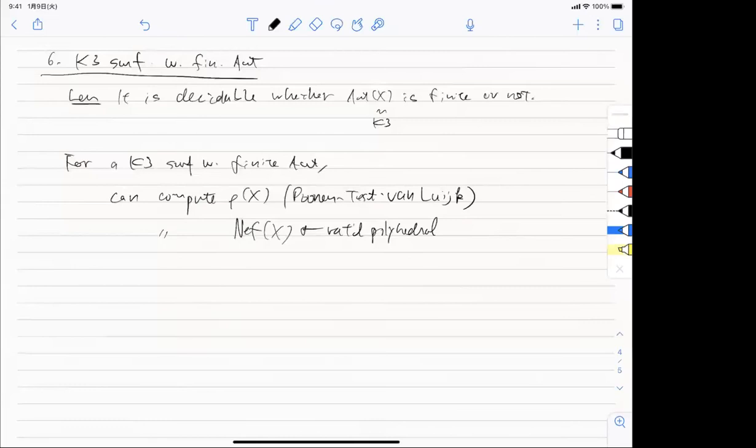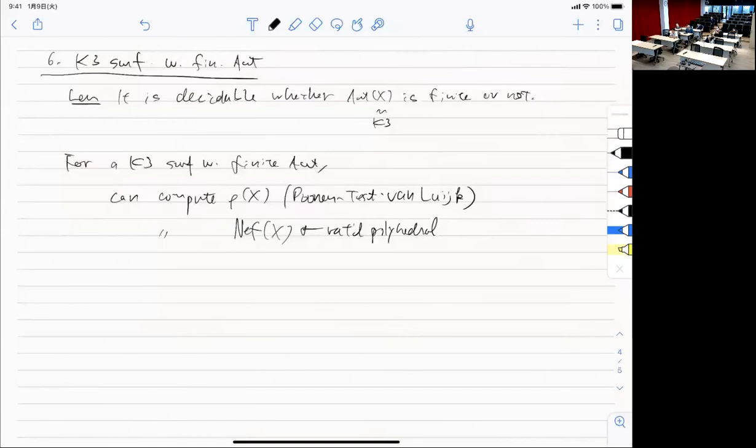And then there are only finitely many isomorphisms of Néron-Severi groups of X and Y preserving nef cones. And for each such isomorphism, we can send the class of the given very ample sheaf to the Néron-Severi group of the other K3 surface.